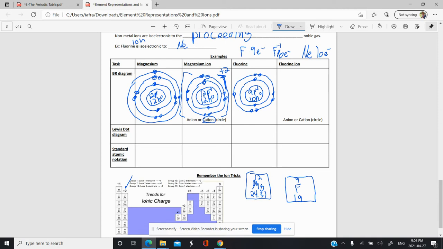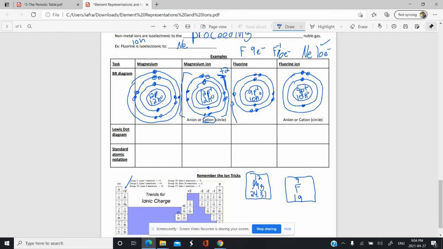So now we need to think, is it easier to lose these 7 or gain 1? It seems like it's easier to gain 1 and become like neon. So we'll gain 1. We'll redraw this out. Same number of protons, doesn't change. Same number of neutrons, that doesn't change. But what's changing is the number of electrons. We're adding one more. We're going to add one more over here. Maybe it came from magnesium. Maybe one of the electrons that the magnesium lost is going to the fluorine. So we're going to go like this over here.